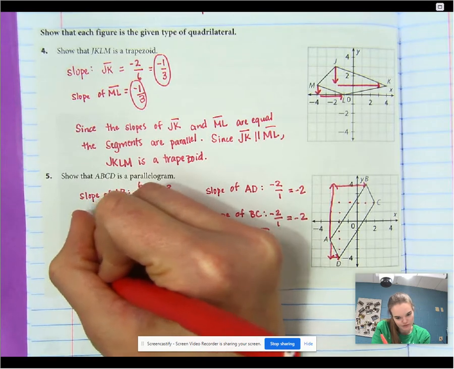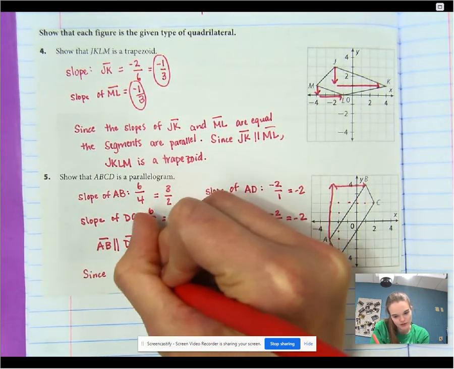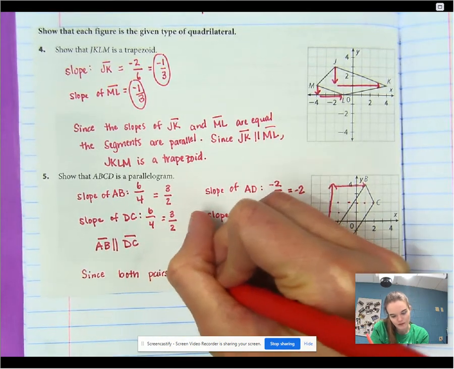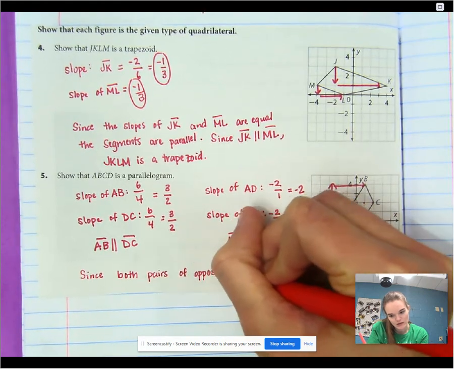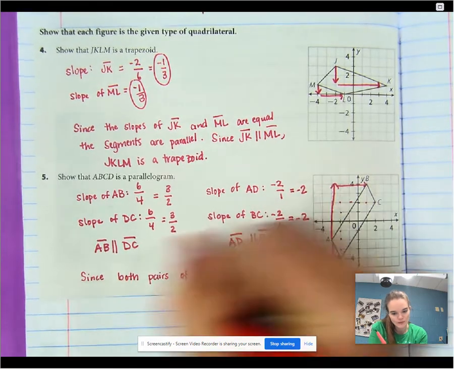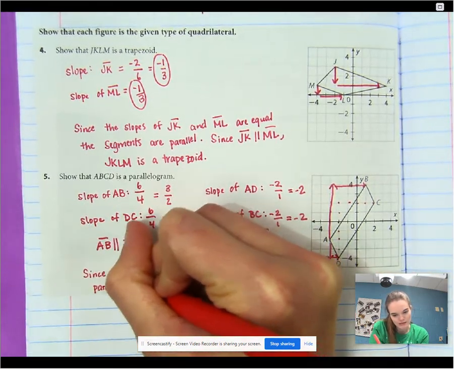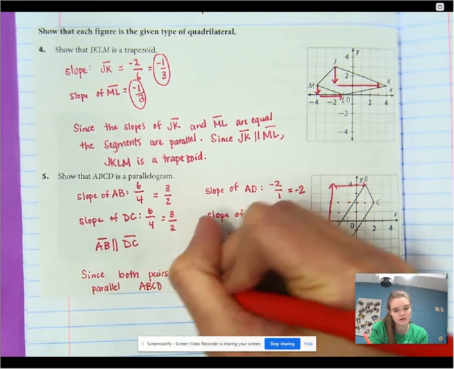Let's write a sentence now. Since both pairs of opposite sides are parallel, ABCD is a parallelogram.